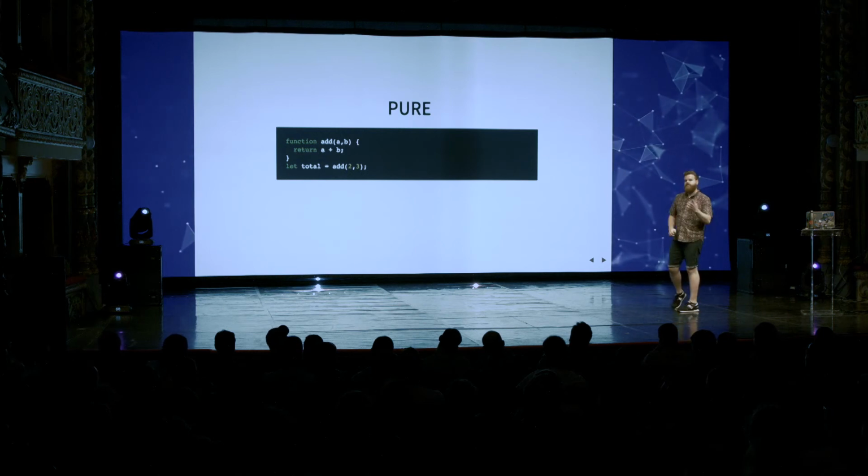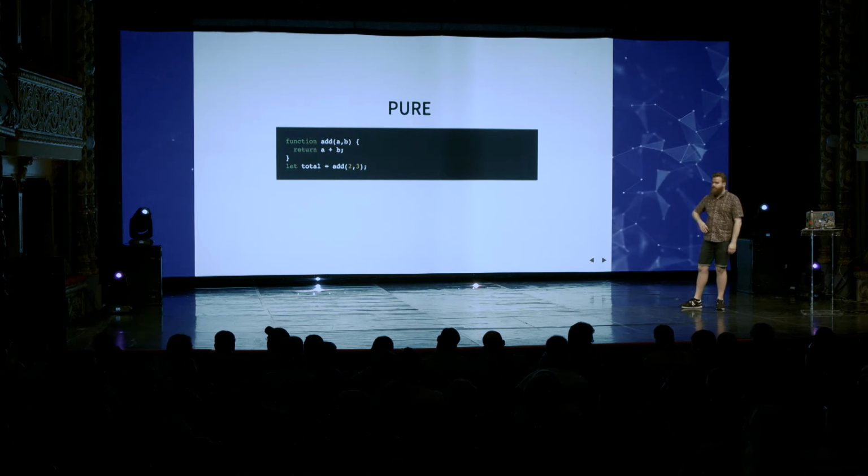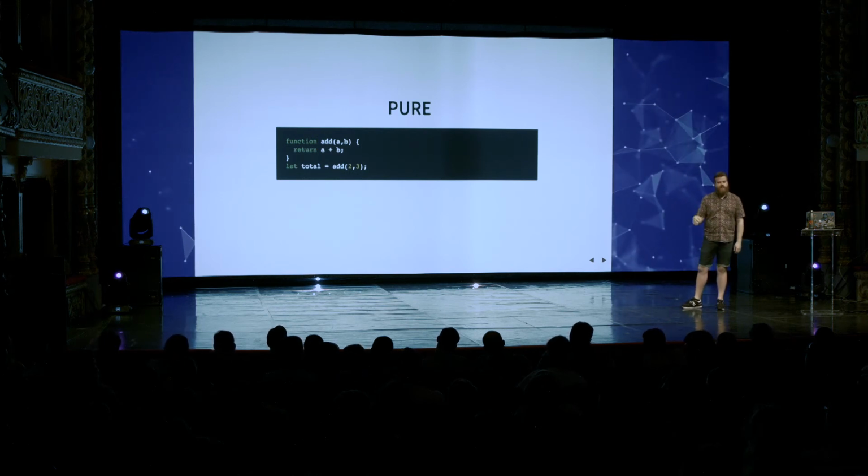It takes a and b, but it returns a new value, a plus b. So this would be considered a pure function. We could pass numbers to this all day long, and this wouldn't change our code.